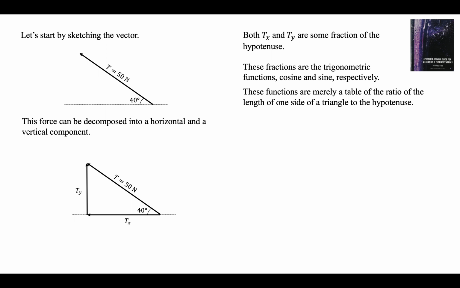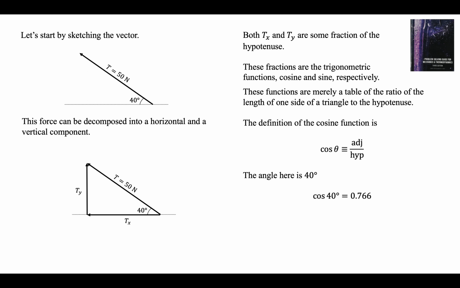It's a lookup table of the ratio of the length of one side to the hypotenuse. The definition of the cosine is adjacent over hypotenuse, the ratio of those two lengths. So the angle here is 40 degrees. Cosine of 40 is about 0.766. What does this mean?